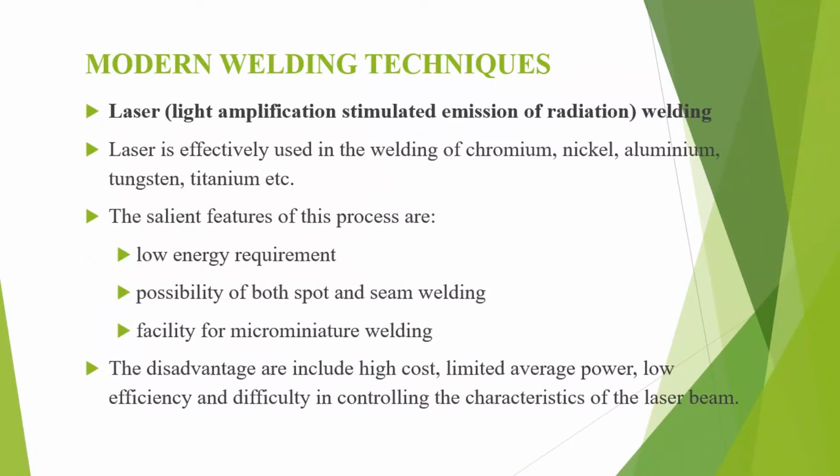Laser is effectively used in the welding of chromium, nickel, aluminium, tungsten, titanium, etc. The salient features of this process are low energy requirement, possibility of both spot and seam welding, and facility for micro miniature welding. The disadvantages are high cost, limited average power, low efficiency, and difficulty in controlling the characteristics of the laser beam. However, laser welding has gained a prominent place in the welding of micro equipments.